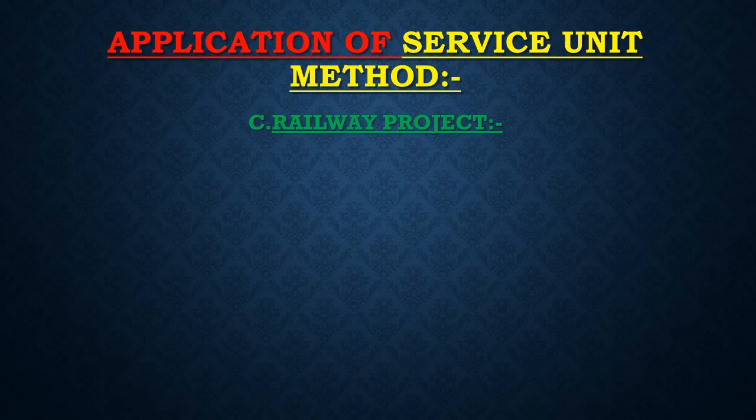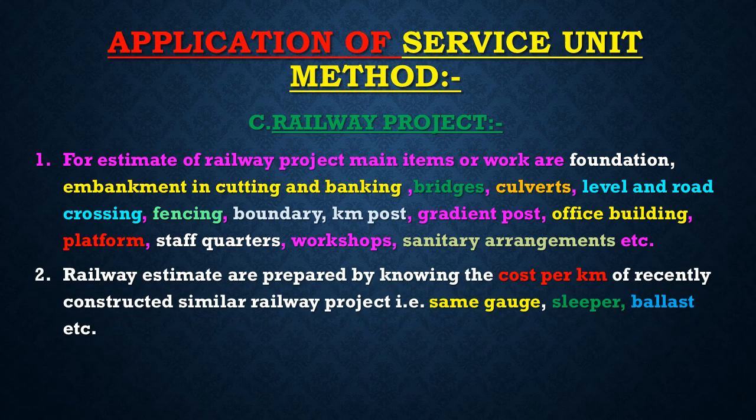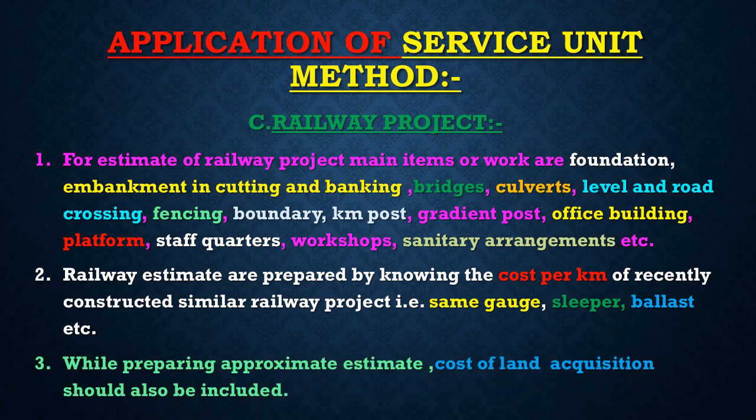Next application of the service unit method is railway project. For estimate of a railway project, main items of work are foundation, embankment in cutting and banking, bridges, culverts, level and road crossings, fencing, boundary, kilometer post, gradient post, office building, platforms, staff quarters, workshops, sanitary arrangement, etc. Railway estimates are prepared by knowing the cost per kilometer of a recently constructed similar railway line, that is same gauge, sleeper, ballast, etc. While preparing approximate estimate, cost of land acquisition should also be included.